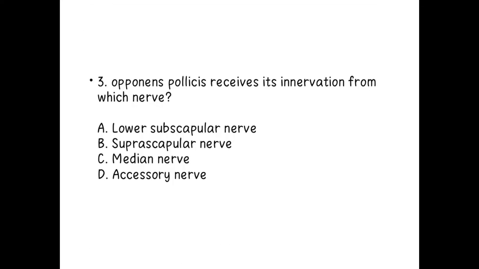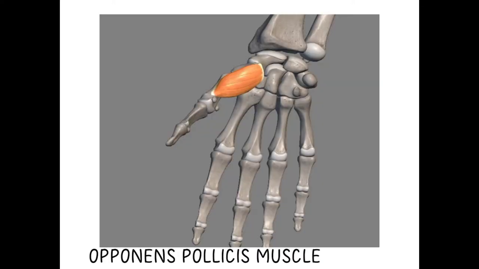Number three, opponens pollicis receives its innervation from which nerve? A. Lower subscapular nerve. B. Suprascapular nerve. C. Median nerve. D. Accessory nerve. So which of these nerves will innervate the opponens pollicis? Okay, the right answer to this question is C. It is the median nerve that will do that.